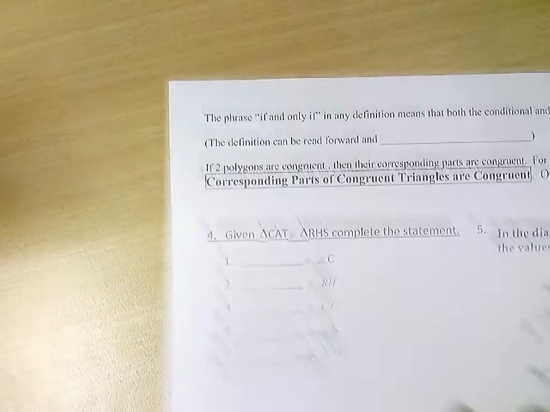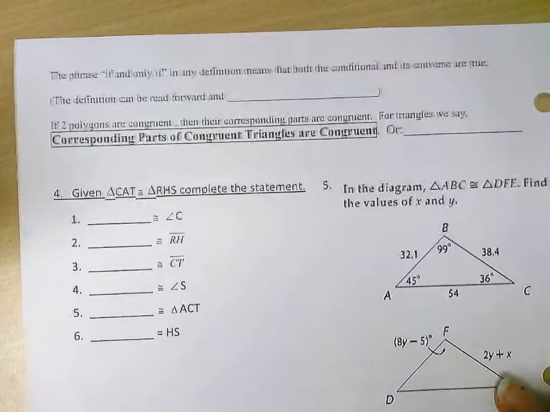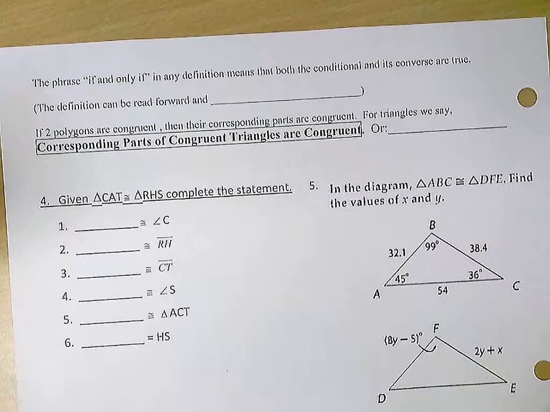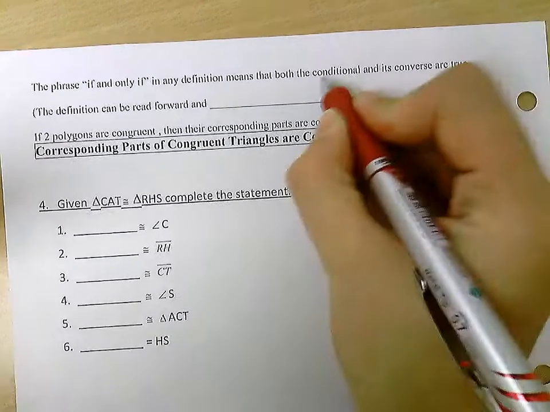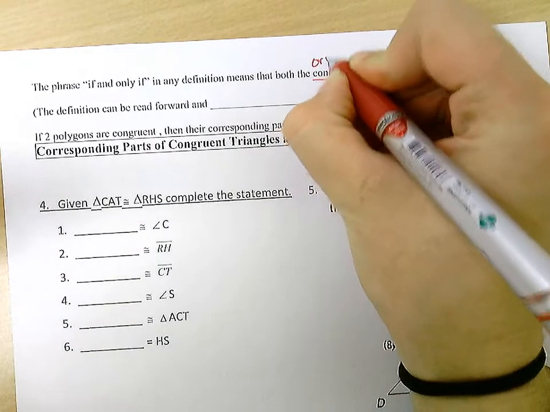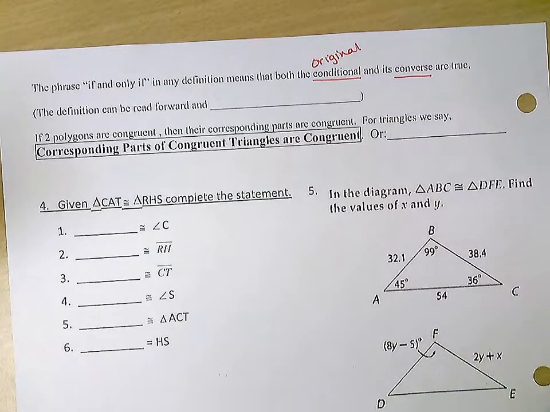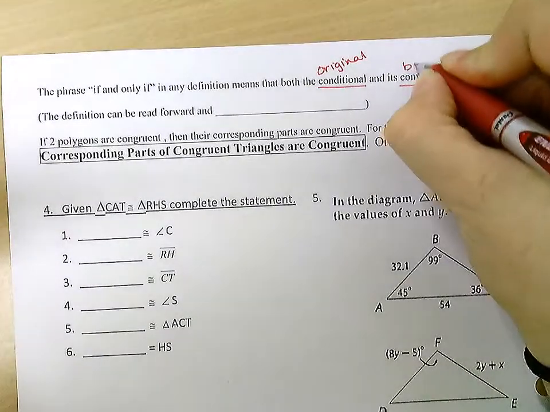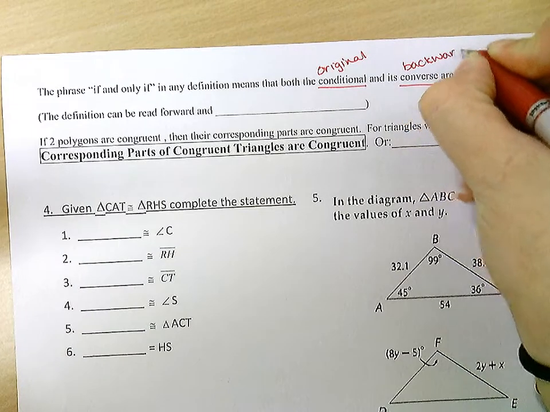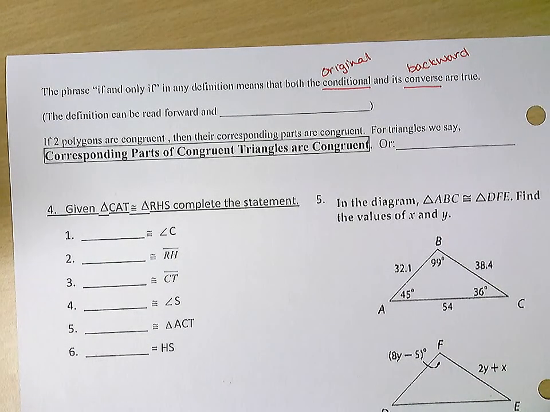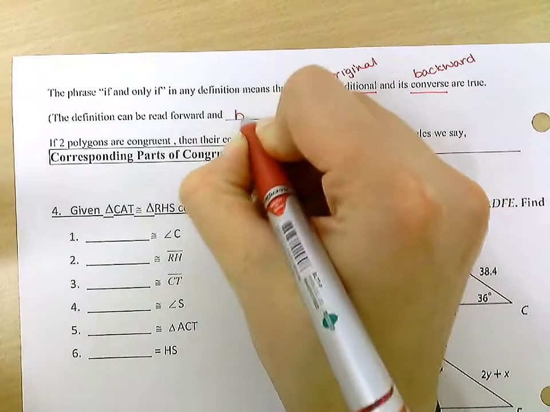All right, so on the back, the phrase if and only if in any definition means that both the conditional and its converse are true. Conditional means the original, and converse means whatever it is backward, or opposite. So conditional is what you had originally. Converse is you read the statement the opposite way. So this means the definition can be read forward and backward.